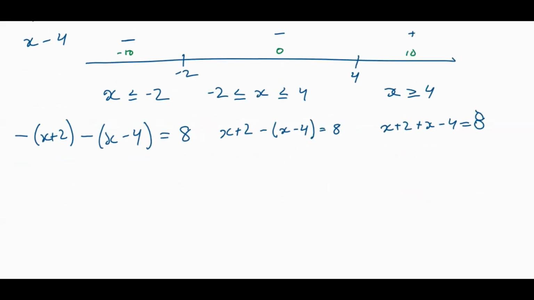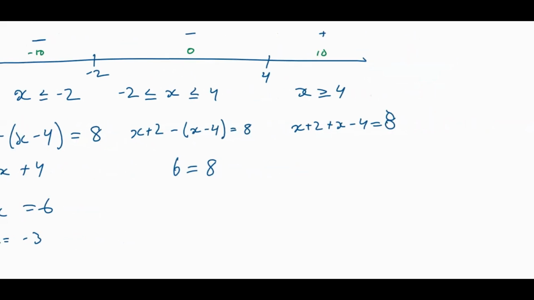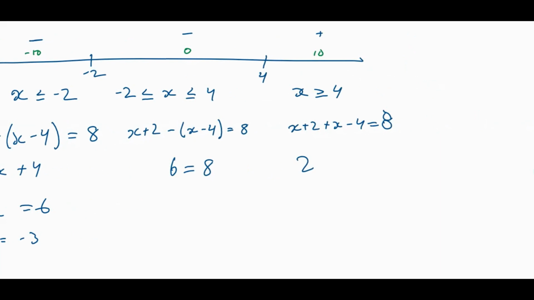These are easy, so I'm going to solve them quickly. So I get negative x minus 2 minus x plus 4. Negative 2x equals 6. X equals negative 3. X minus x is 0. 4 minus negative 4 is 6. So here I get 6 equals 8. And then I get 2x, and I'm going to add 2 to both sides, equals 10. X equals 5.